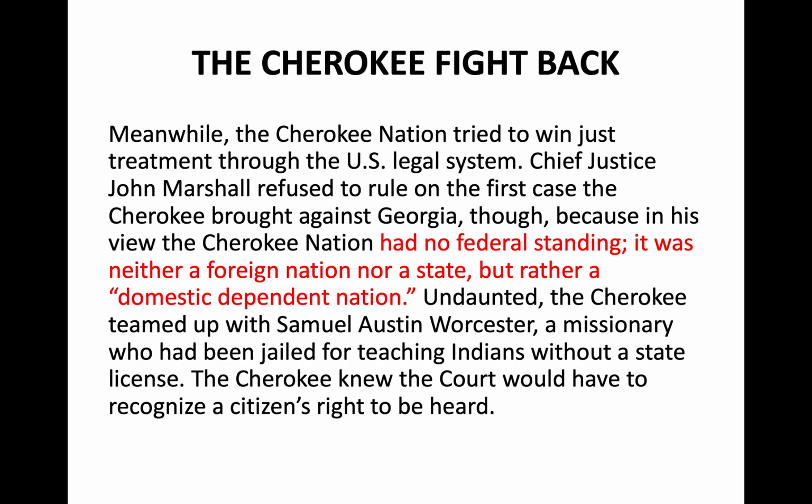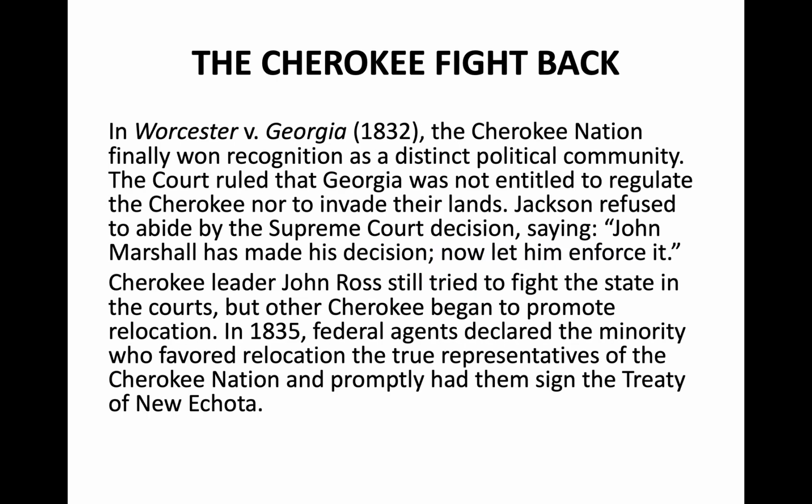Undaunted, the Cherokee teamed up with Samuel Austin, and he was a missionary who had been jailed for teaching Indians without a state license. Big deal. The Cherokee knew the court would have to recognize a citizen's right to be heard. So this guy's going to represent them. So he's going to go to court with Georgia in 1832.